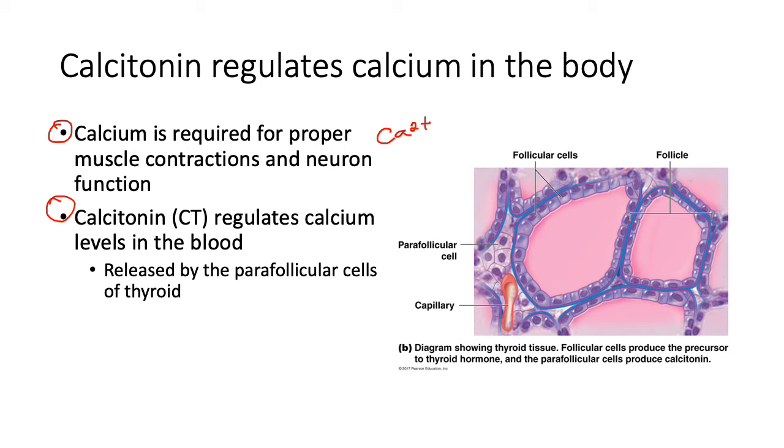Calcitonin is released by a particular type of cells within the thyroid gland. They're called the parafollicular cells. And in this diagram, they're shown as these purple cells here. So those release calcitonin, which can then work in our blood to maintain calcium levels. And we'll look at how calcitonin actually works with another hormone to keep our blood calcium at regular levels.